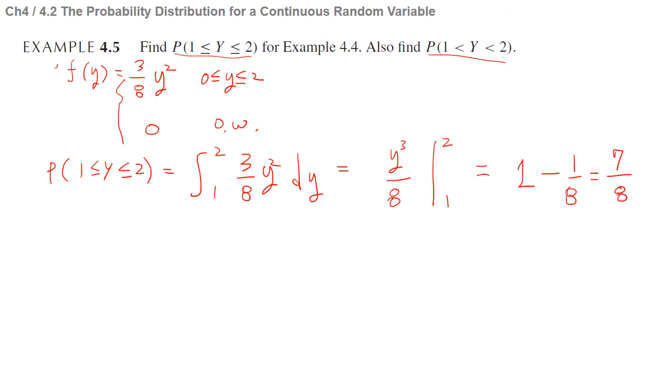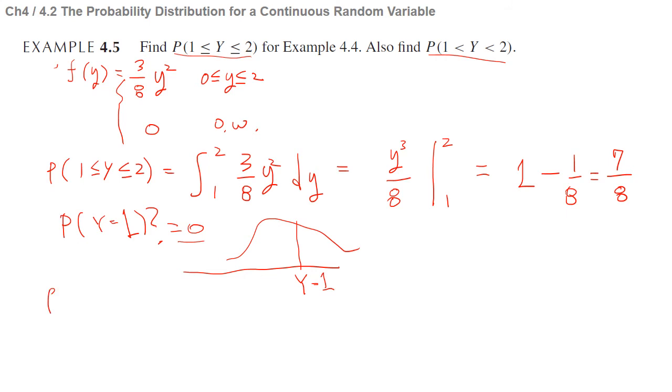Okay, and about this one, what would be the probability of y equals 1? Actually, for this one, what would be the area? Let's say this is the probability density function. What is the area of y equals 1? Actually this is 0. So for the continuous random variable case, if it is just a constant, then the probability for that random variable getting the constant is 0. So the probability of y greater than 1 and less than 2 is again 7 over 8.